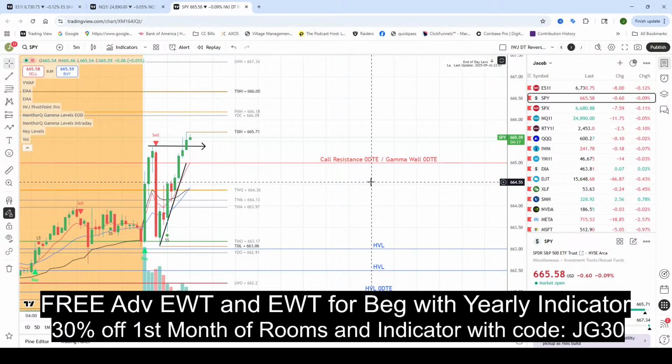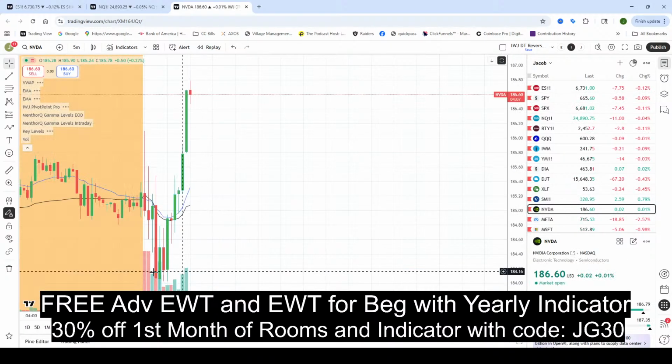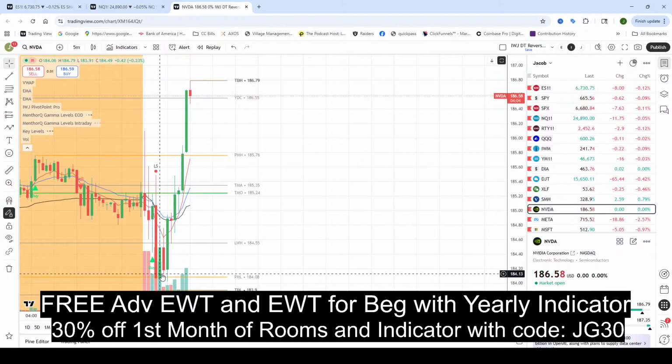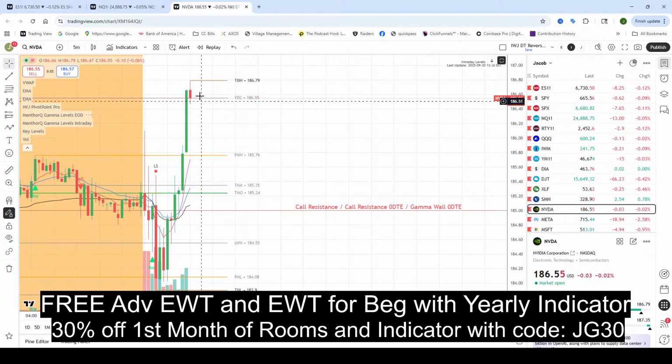Nvidia has almost closed its gap. So remember, it went all the way down to that support level. I told you that's a great place to buy, but also be careful if they break that low. We'll just check it real quick. So right here was where you would have bought off of that pre-market low, and they crushed it straight up off of that.